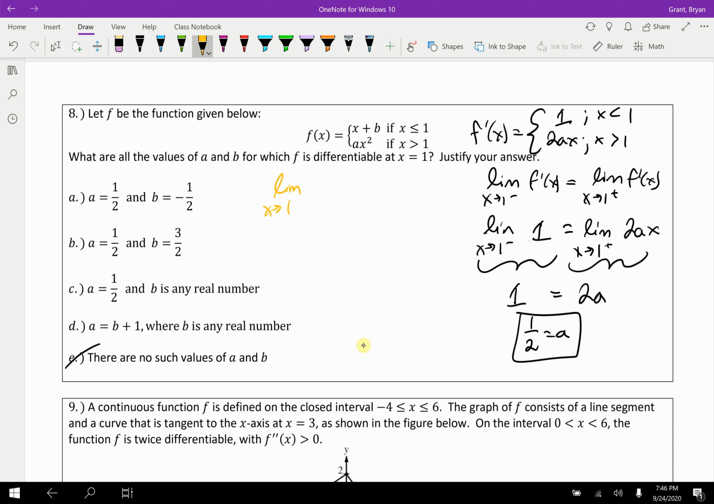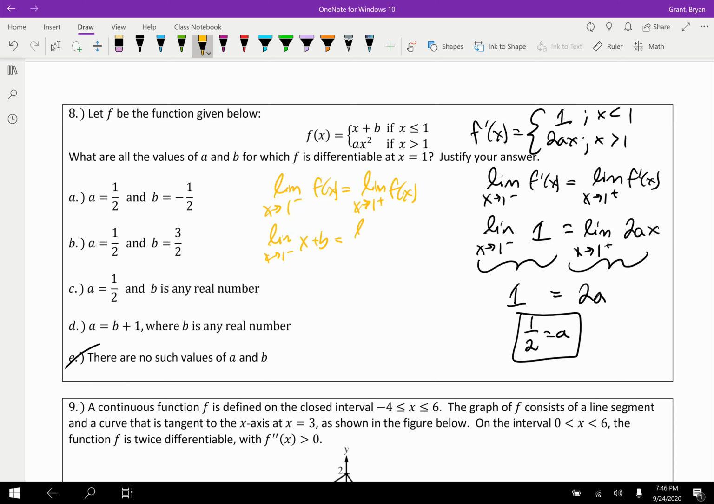So as we approach 1 from the left side of f of x, is that equal to the limit as x approaches 1 from the right side of f of x? Well, the left side is that x plus b equation. So that one's in control.